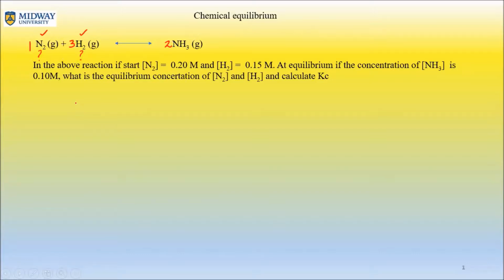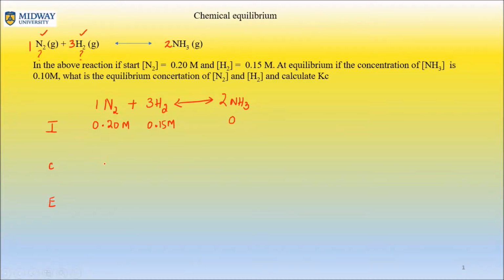Good. So now let's go ahead and rewrite the actual equation one more time. 1 N2 plus 3 H2 going to 2 NH3. And I'm just going to write the ICE table: I, C, and E. We are starting with 0.2 molar of nitrogen, right? And 0.15 molar of hydrogen. Well, when you start any reaction, there will be no product, so it's 0 for products.